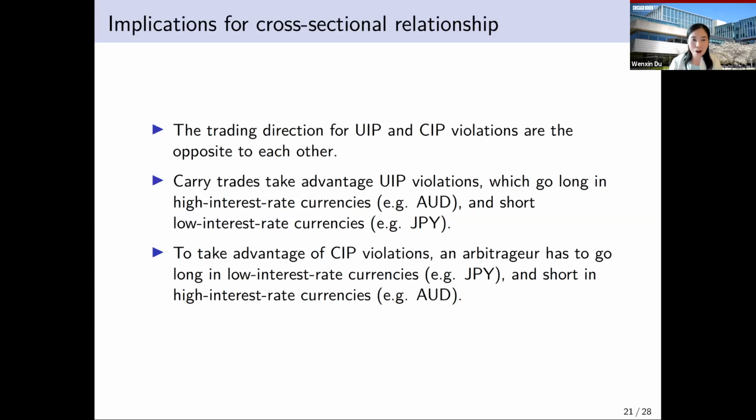We've learned from Adrian, from Hanno, that to take advantage of the UIP deviation, of course, you need to go long in high interest rate currencies such as the Australian dollar and short in low interest rate currencies such as the Japanese yen. Whereas we know on a swap basis, the low interest rate currencies actually have high synthetic dollar interest rate. So to take advantage of CIP violations, arbitrageurs have to go long in low interest rate currencies and short in high interest rate currencies. So it's very interesting. They're the opposite. And I think we have some intuition for why that is the case.